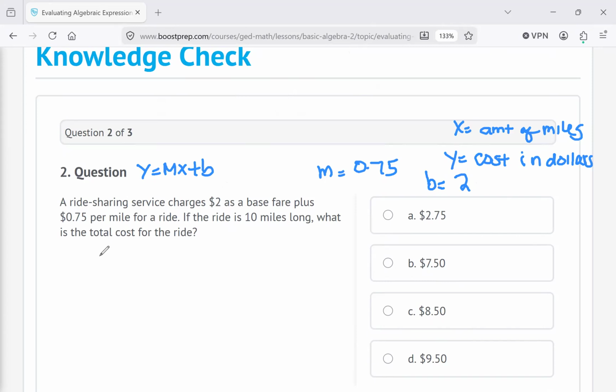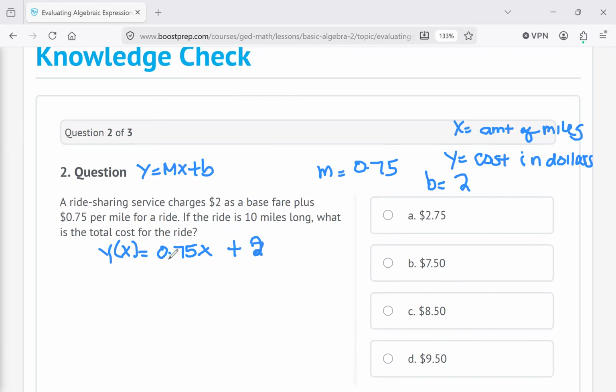Okay. So once I know my slope, I know my b, I know that X represents the amount of miles and Y is the cost in dollars, I go ahead and set up an equation. So it's going to be Y, or really Y of X. My m we said was 0.75, and then it's going to be X plus b, and my b is 2.